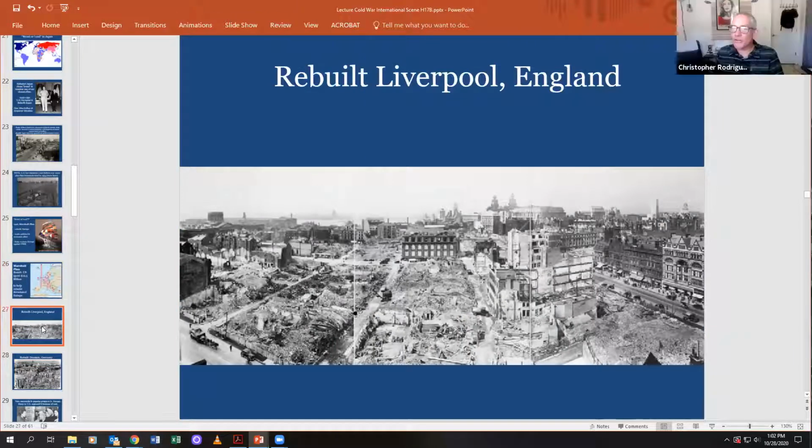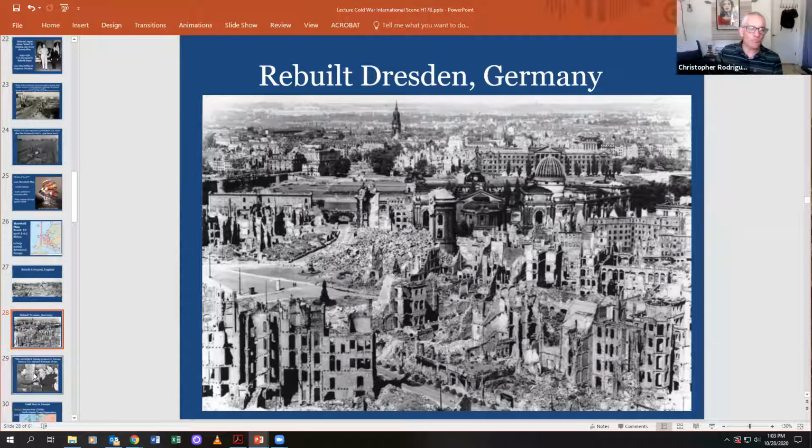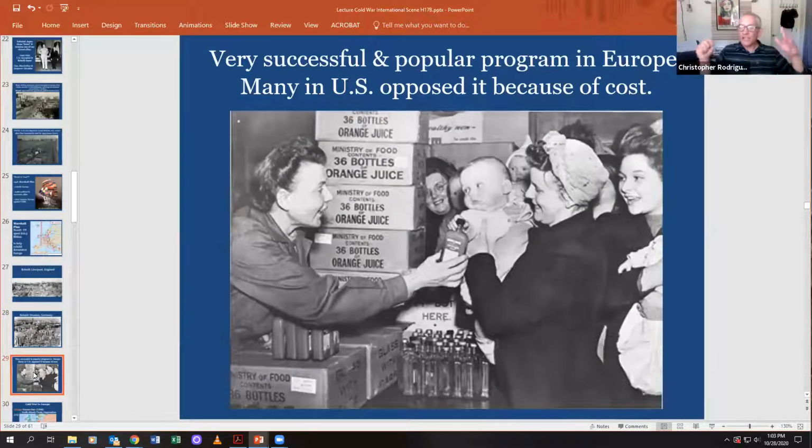Because remember, Europe leveled itself. They took all those fancy munitions and shot each other up and blew each other up. That was Liverpool before. Here's Dresden in Germany. And it was rebuilt. The Marshall Plan was very successful and popular with Europeans. Oh my gosh, why wouldn't it be? Not many people in the United States were opposed to the plan because they said, wait a minute, what are we doing spending my hard-earned money in Europe?